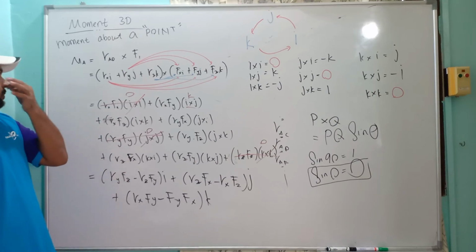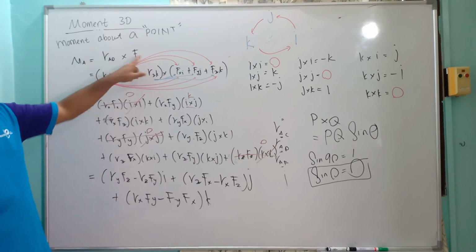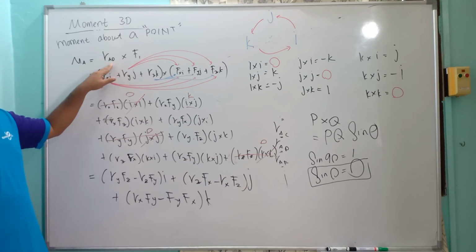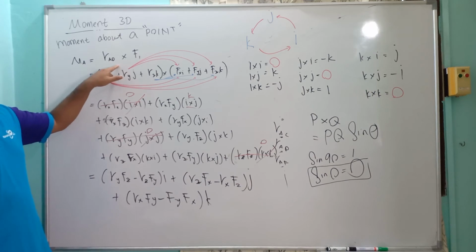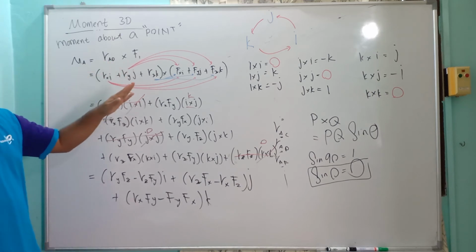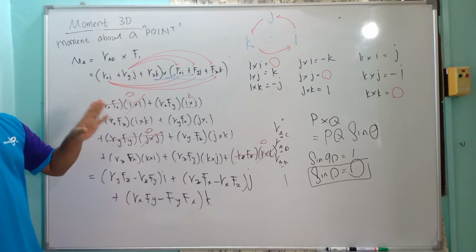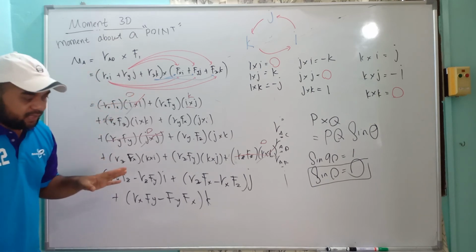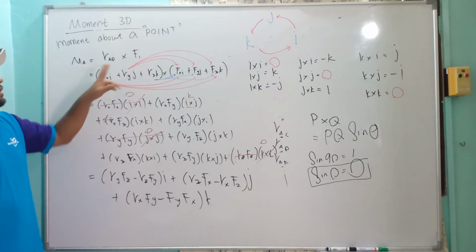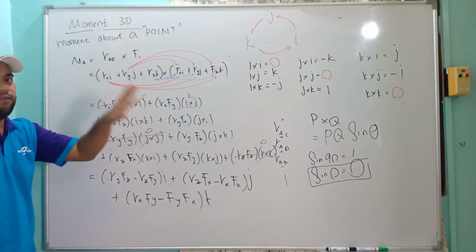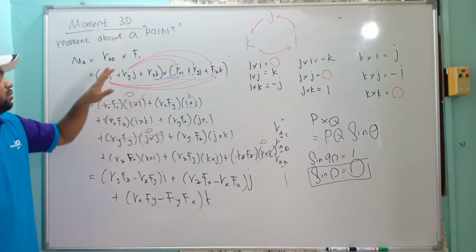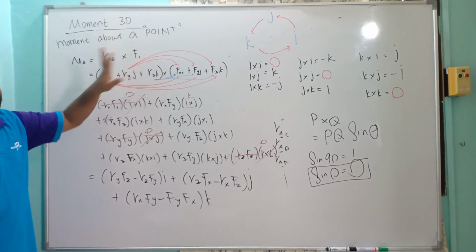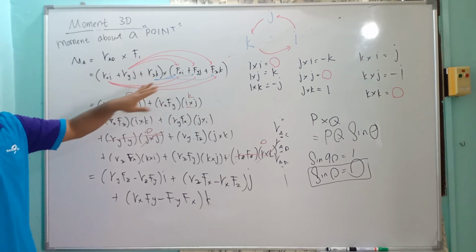Okay, so again, moment about a point is R cross F. R must start from the position where you take the moment. If it is point A, it must start from A, and the end point can be any point on the line of action of the force. Any point you take, you will have the same answer. And it is R cross F, you never do F cross R, because they will not give you the same value. So you do R cross F.